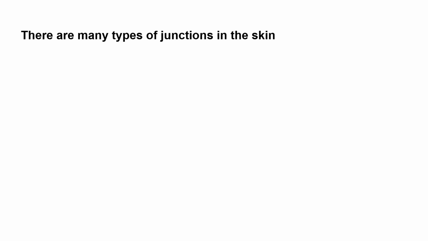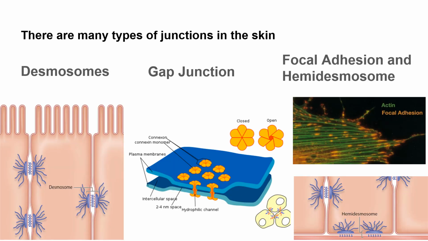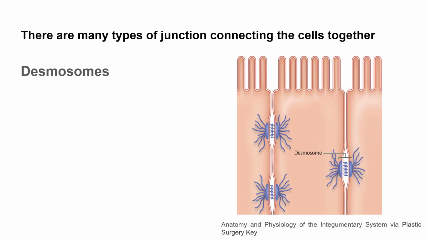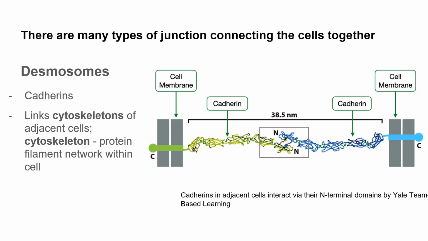There are many types of junctions between cells and their environment found in the skin. These are desmosomes, gap junctions, focal adhesions, and hemidesmosomes. Desmosomes are junctions requiring J-shaped proteins called cadherins, proteins that link cytoskeletons of adjacent cells together. Two cadherin molecules hook each other, anchoring the cells together.